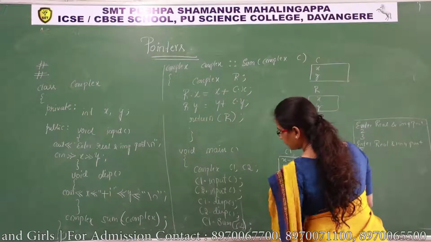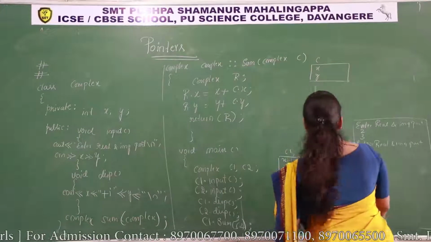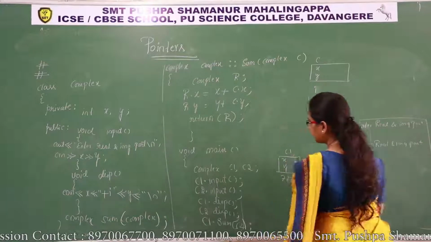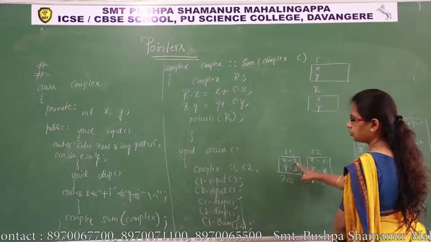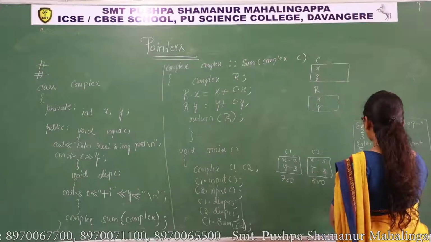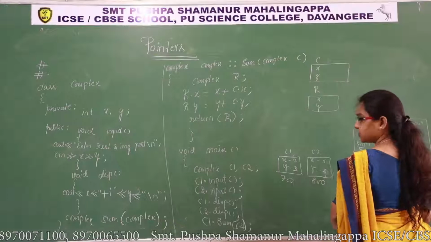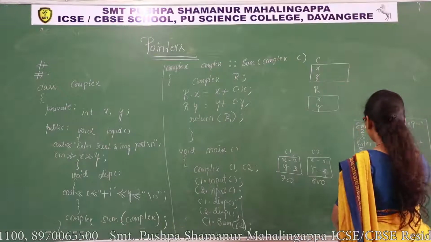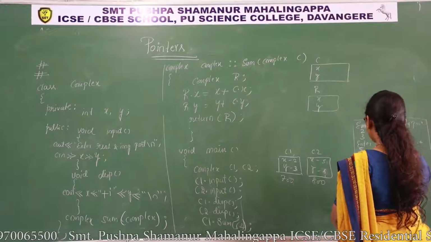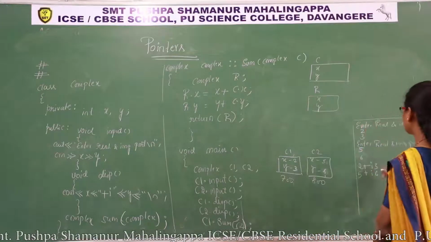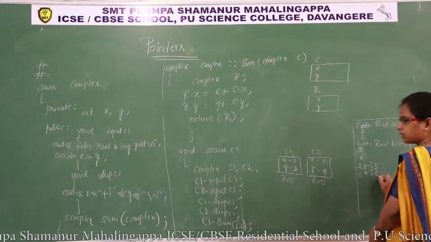Next, C1 dot disp. C1 disp function. What is there in C1? X value will be 2. 2 plus I3. Backslash n is there, cursor comes to the next line. Then 5 plus I6. So this is the first complex number and this is the second complex number.